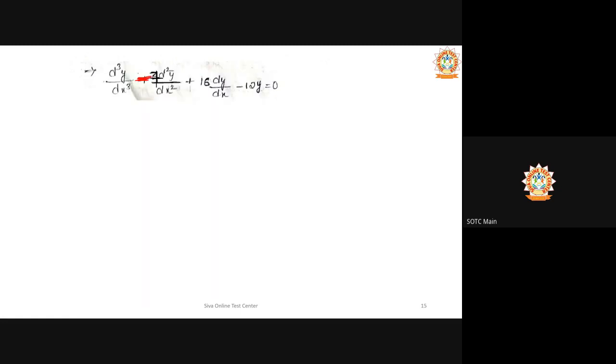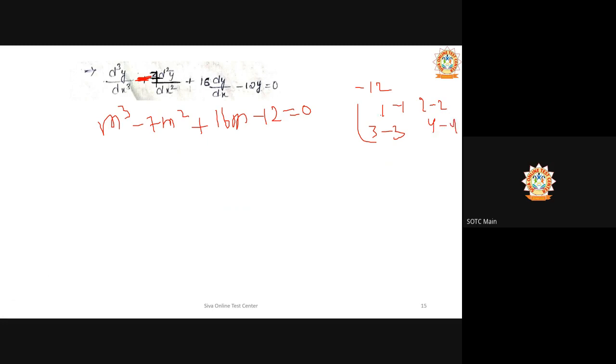d cube by dx cube minus 7 d square by dx square plus 16 dy by dx minus 12y is equal to 0. So if you write the auxiliary equation, it will become m cube minus 7m square plus 16m minus 12 is equal to 0. So here let us solve by synthetic division. So if you write the factors of minus 12, you get 1, minus 1, 2, minus 2, 3, minus 3, 4, minus 4 like that, right? So for now we can check with the coefficients of this higher order, m cube, that is 1, minus 7, 16, minus 12.